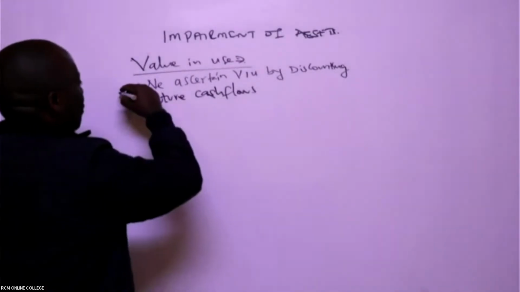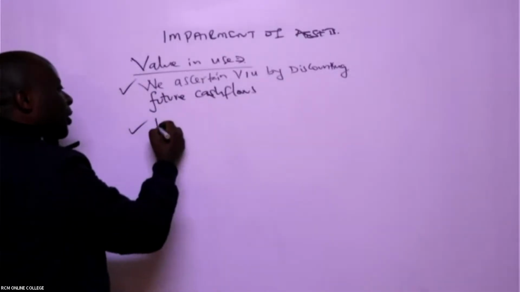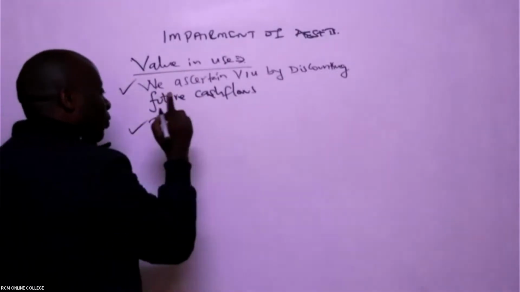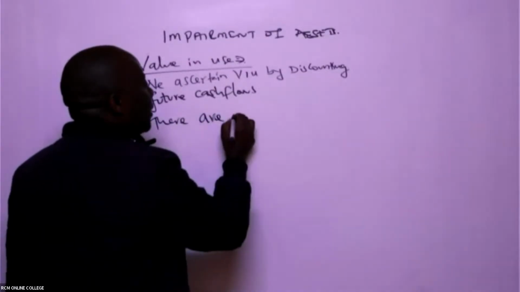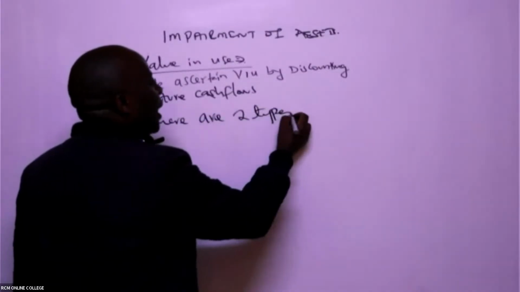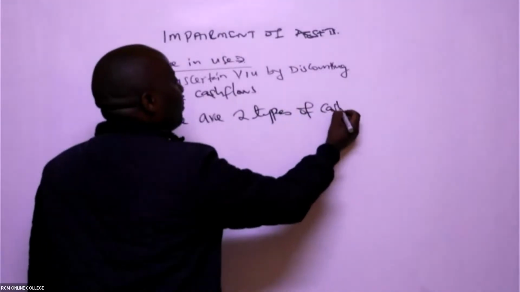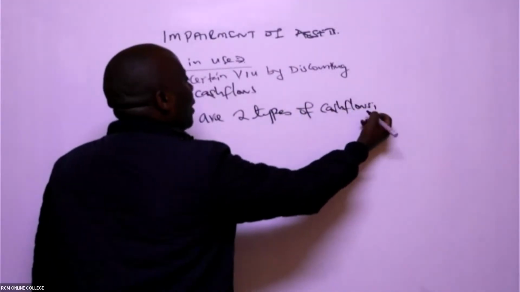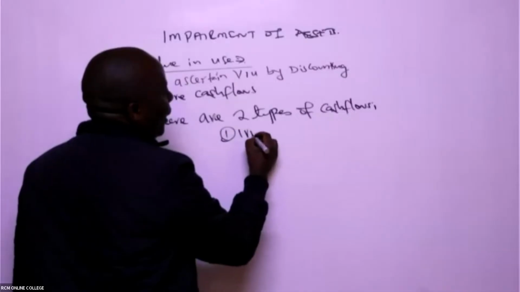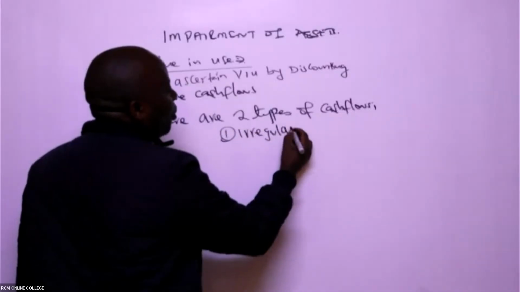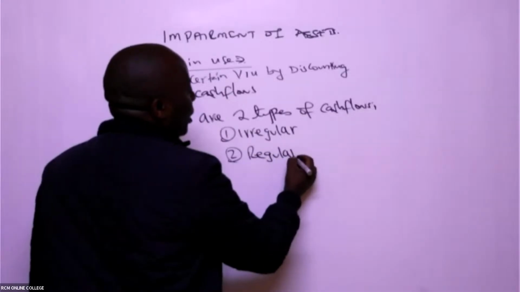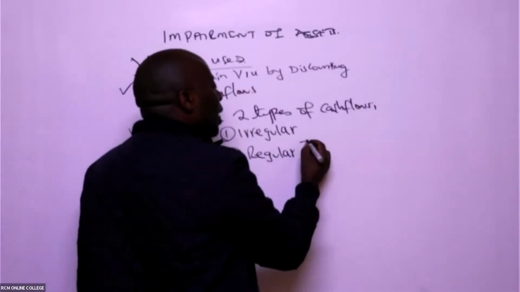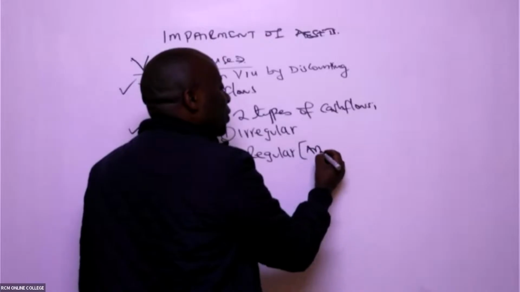Remember that there are two types of cash flows. Do you remember them from your video, from your LMS video, Learning Management System video? There are two types of cash flows. We have in this case here what we call irregular. And then number two, we have what we call the regular. So these regular are also the ones we call annuities.